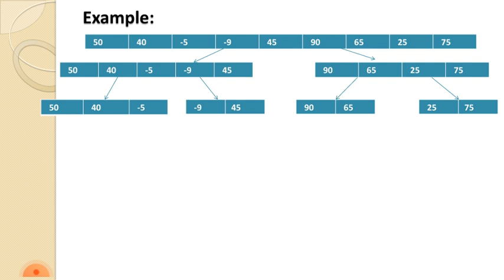But in this case, there is 50, 40 and minus 5. Here there are three elements, so further division is possible. So we divide this list further, and we get two parts: 50 and 40, and the second part is minus 5. Now 50 and 40 are two values, so no further division is possible. Now the next step is to find the maximum and minimum number for every part.